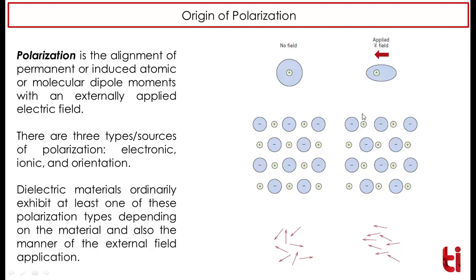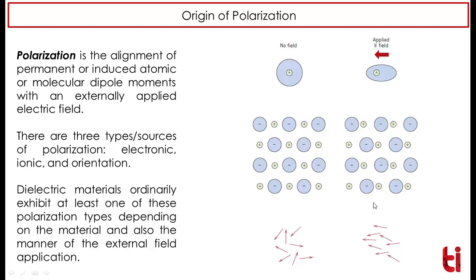So remember, we were applying a small amount of field. As a consequence of that field, my ions are going to move by a very small amount. But that very small amount is sufficient to ensure that the net dipole moment is no longer zero, and hence my system is now polarized.